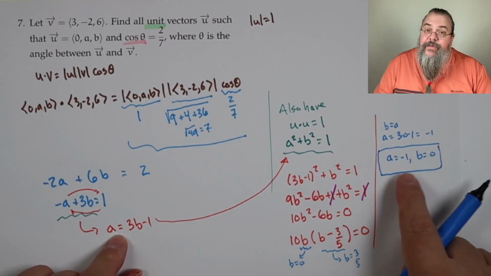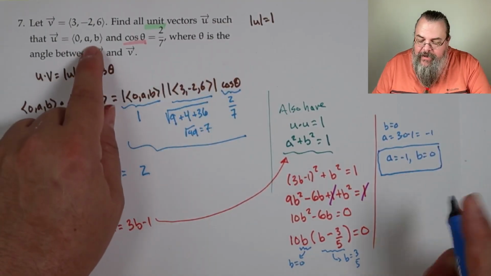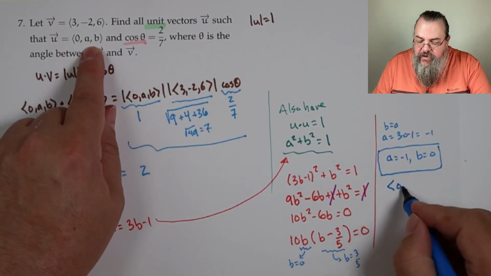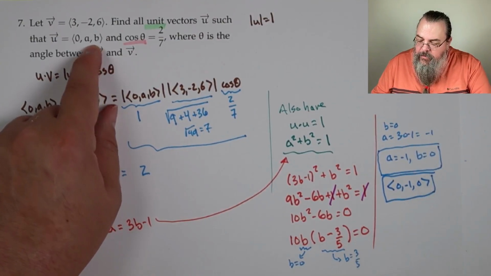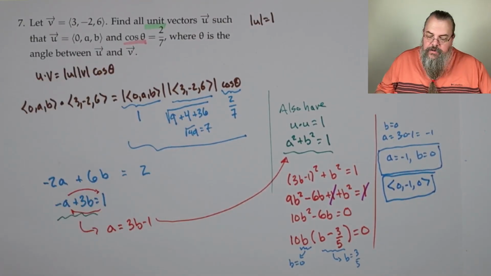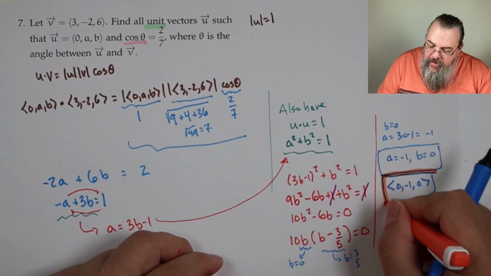And by the way, this is not our answer, even though I box it, we have to be careful. We want to write it in vector form, so we end up with the vector 0, minus 1, 0. That's the real one. We'll highlight it. Extra highlighting.